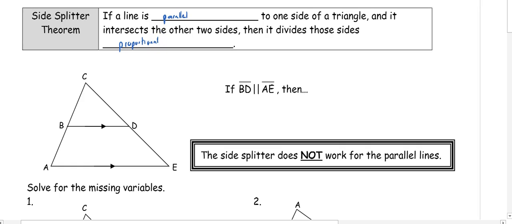So if we have BD is parallel to AE, then we can say that the two pieces formed by it, CB over BA, has to be equal to CD over DE. Now, that does not mean the pieces are equal, that just means that their ratio is going to reduce to the same thing. It does not work, though, if your variable is on the parallel side. So if we have a variable on BD and AE, we can't use a side splitter. We have to do what we did in class the day before.